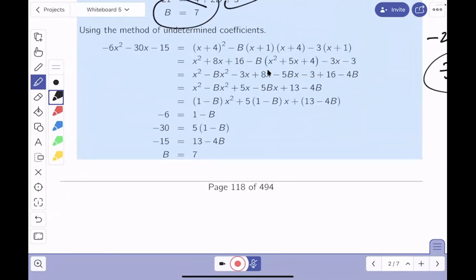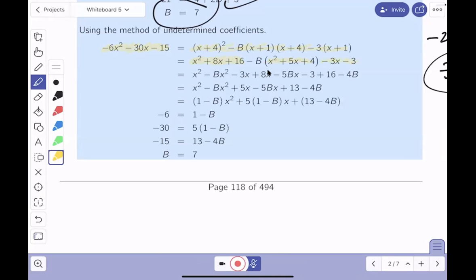What I do is I expand everything. Let me just emphasize what I'm talking about over here. This side, there's not much I can do about that. This side, I have to expand it. And if you do that, what's x plus 4 squared? It's x squared plus 8x plus 16. If you expand the other one, that's x plus 1 times x plus 4. That's x squared plus 5x plus 4. That's pretty simple. And this one expanded is minus 3x minus 3.